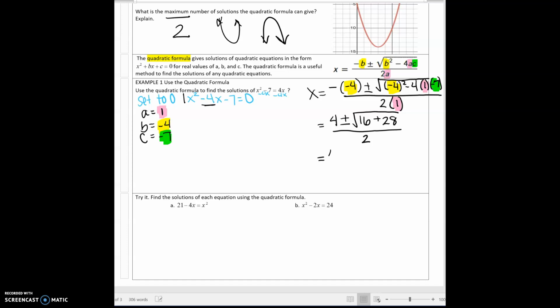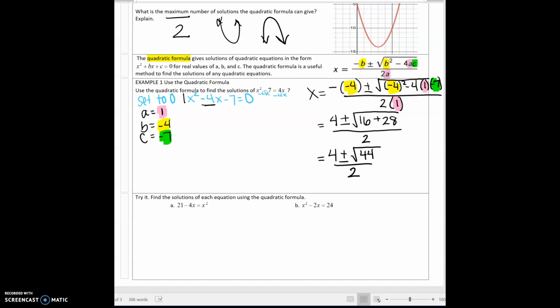And then continuing on to simplify, we can do 16 plus 28, which is 44. And then divide by 2. We can't just divide the 4 by 2 because it's everything divided by 2. So we have to simplify the top as much as we can before dividing by 2. Okay, and then we can say our answer is 4 plus or minus the square root of 44.